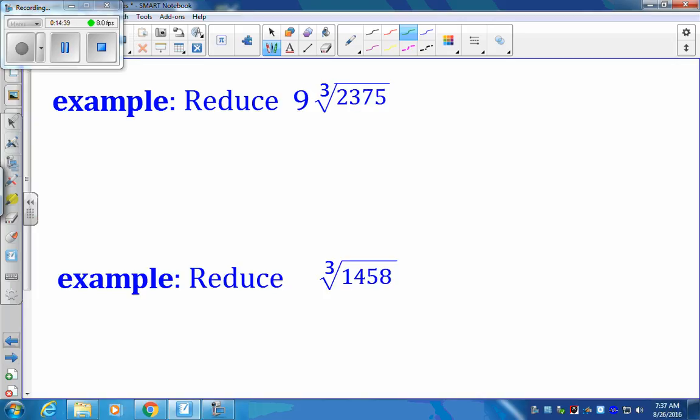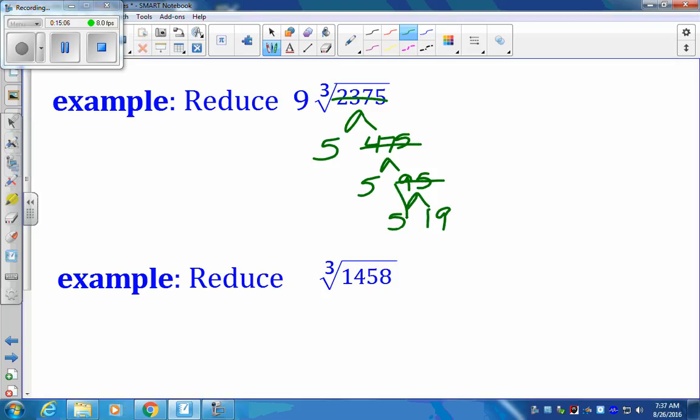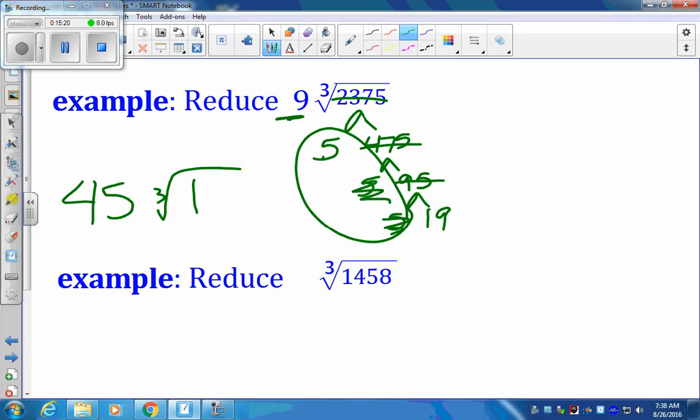Our next example, 2,375. Let's break it down. I can divide this by 5 and get 475. I can divide that by 5 again and get 95. If I divide that by 5 again, I get 19. Now 19's prime, so it's done. I have a group of 3, get rid of 2 of them. So 5 goes to the outside, 19 stays underneath. But notice I already have the 9 out here, so I have to make sure I do 9 times 5 to give me 45. So just be careful when you already have a number outside.